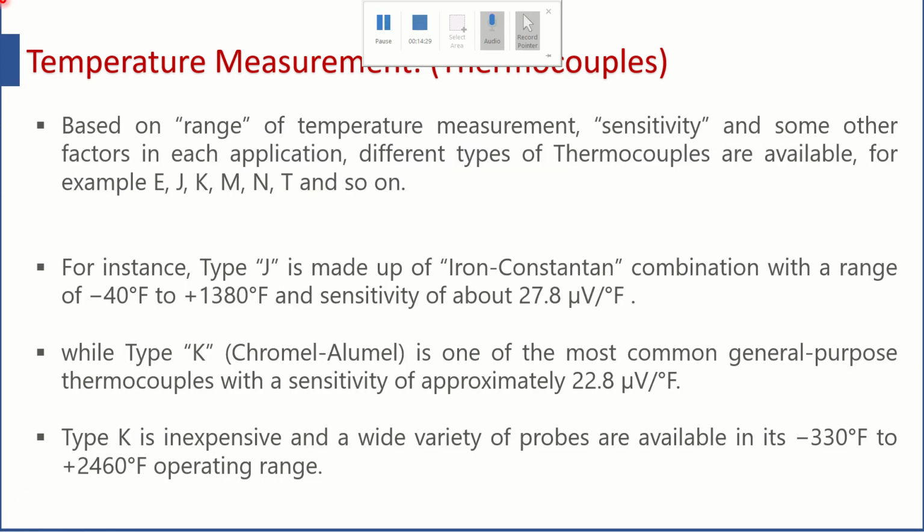Now you see, based on the range of temperature measurement and sensitivity and some other factors, thermocouples of different nomenclatures are available. They are type E, type J, type K, M, N, T, and so on. In case of type J thermocouple, we employ iron constantan combination, and we can have a range of -40 degree to 1380 degree Fahrenheit for measurement. This is the measurement window, and the sensitivity is 27.8 microvolt per degree Fahrenheit.